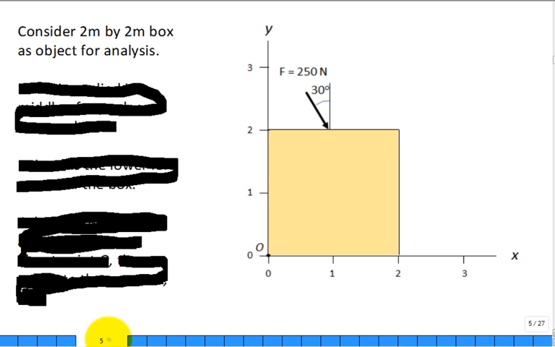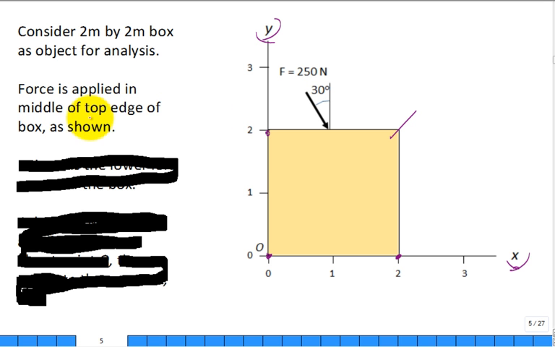Consider a box. It's a simple object. Here it is. It's colored. It goes from 0, the origin, out to 2 in the x. It goes from 0 to 2 in the y. All right, it's just a box, a 2D problem. There's a force applied. Where is it applied? It's applied on the top edge of the box, right in the middle of that top edge. And so at this location, if I said, what is that point of application or where that force is applied, it would be at the x location 1 and the y location 2. True? Okay. And its magnitude is 250 newtons, and its orientation is characterized by this angle of 30 degrees.